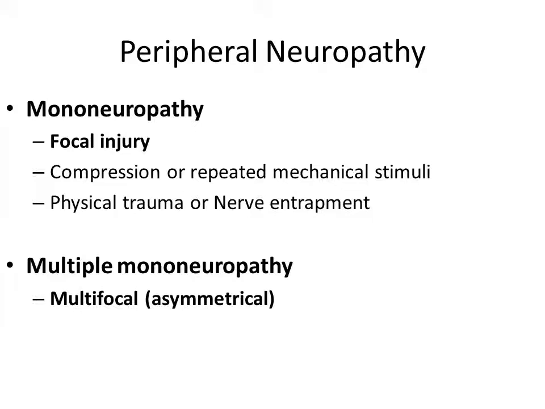Multiple mononeuropathy still means we're talking about focal injury, typically compression, but it's at more than one location. So you might have bilateral carpal tunnel syndrome, for instance, or within a single limb, you can have compression at more than one location or involving more than one nerve. So maybe somebody has both the ulnar nerve and the median nerve affected in the upper extremity. Typically, we see an asymmetrical pattern with the multiple mononeuropathies.